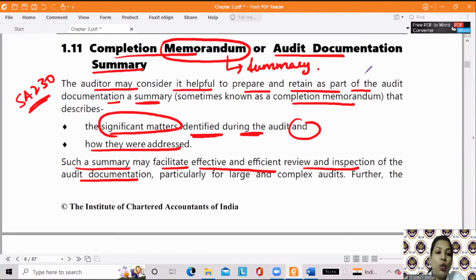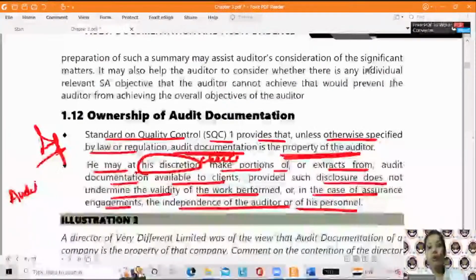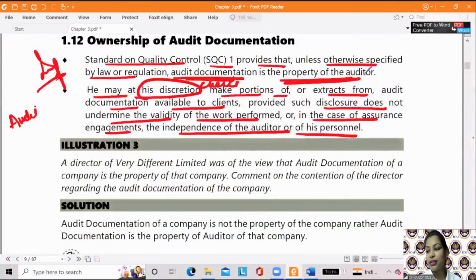Okay. So ownership of audit documentation. SQC 1 has made it clear, Jyoti, listen to this: audit documentation is the property of the auditor. It cannot be that the client or the management says that since these papers relate to my company, give all these papers to me mandatorily. No, it is the property of the auditor, and at his own choice, if the auditor wants, only then he provides the audit documentation. If the auditor does not want to, he should not give the audit documentation to the client. Why? Because who did the work? The auditor and the auditor's team did, so it is their property.